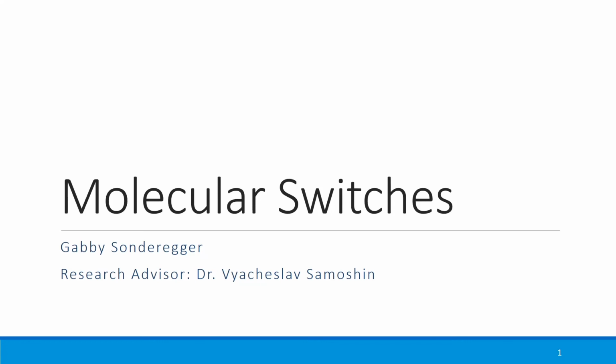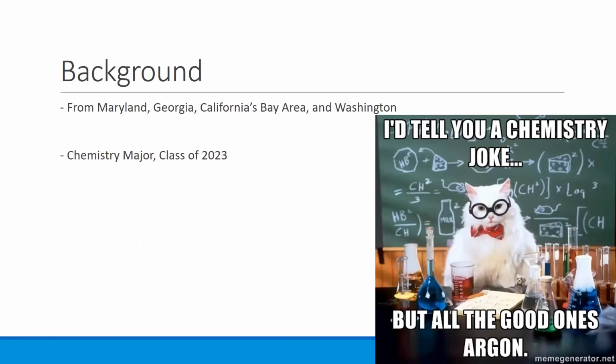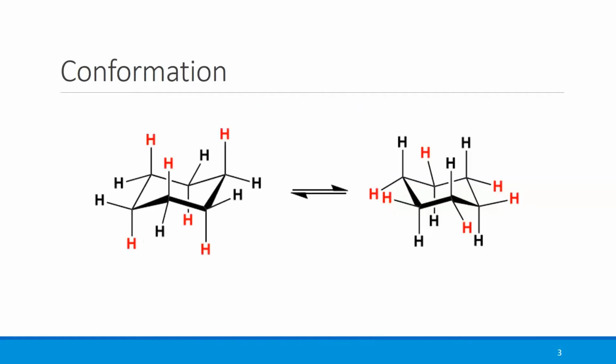Hi, I'm Gabby Sonberger. I work with Dr. Simoshin on molecular switches. So first, a little bit of background about me. I'm from Maryland, Georgia, California, and most recently Washington State. I am a chemistry major who's currently trying to add a minor in applied mathematics, and I'll be graduating in 2023. So our research this summer was centered on the synthesis of molecular switches, which have promising applications in cancer drug delivery.